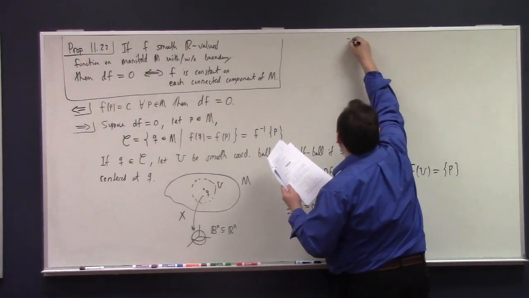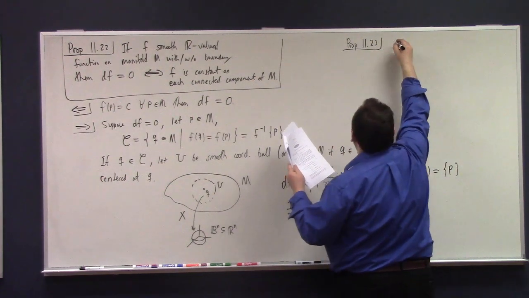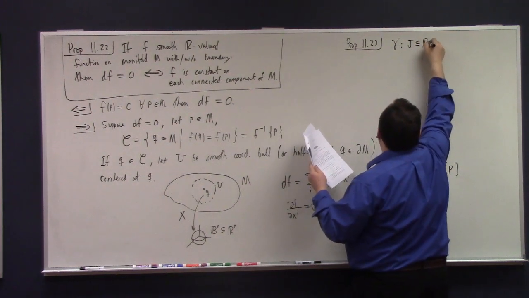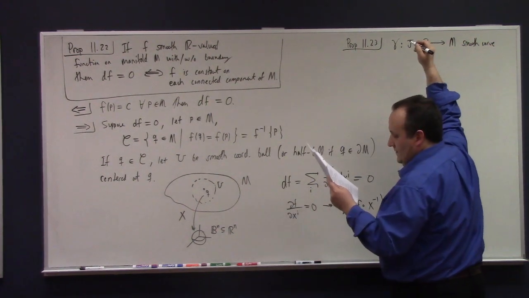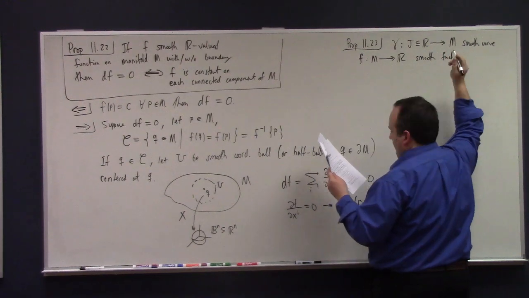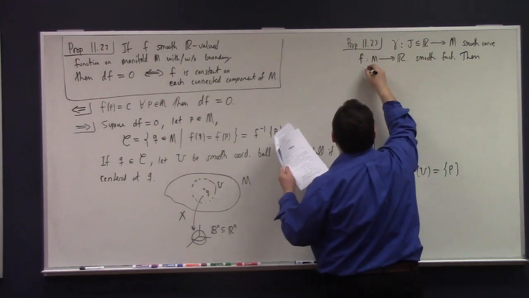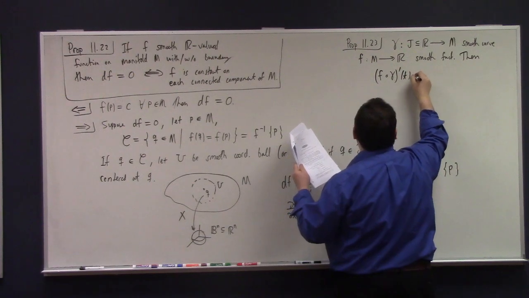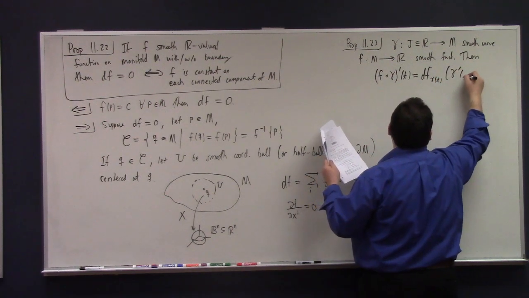So proposition 11.23. Here we have a smooth curve from an interval, so that would make that a subset of the reals, to M. And if we have f from M to R a smooth function, then the derivative of the composite, f composed with gamma, prime of t, is simply equal to df at gamma of t times gamma prime of t.